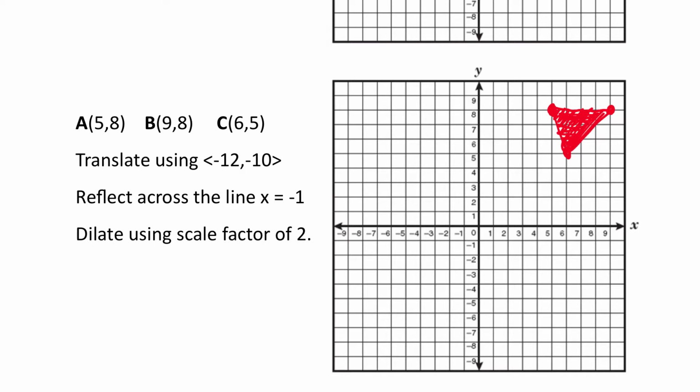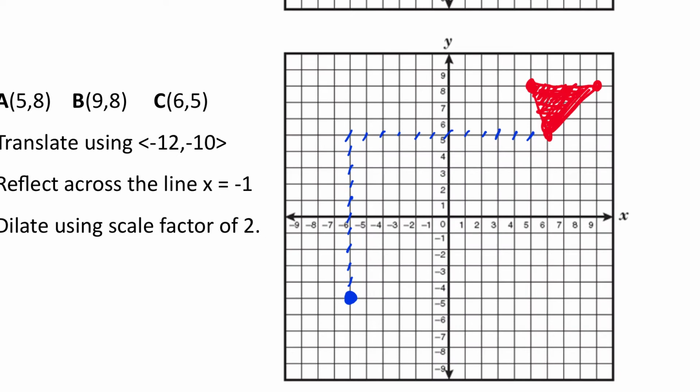Now, first of all, the translation, negative 12, negative 10. What's this vector, negative 12, negative 10 going to do? Move it. Slide it. Slide it what, specifically? Left 12, down 10. So I'm going to start here at this point and go 1, 2, 3, 4, 5, 6, 7, 8, 9, 10, 11, 12, and then down 1, 2, 3, 4, 5, 6, 7, 8, 9, 10. So that point ends up there.